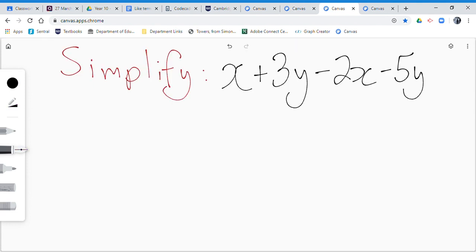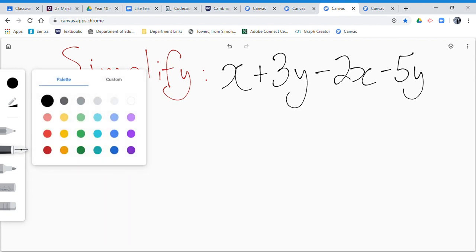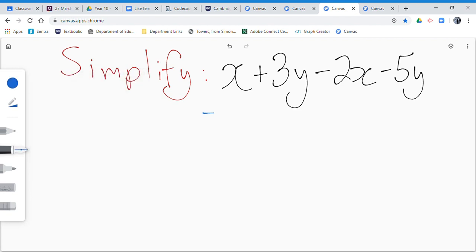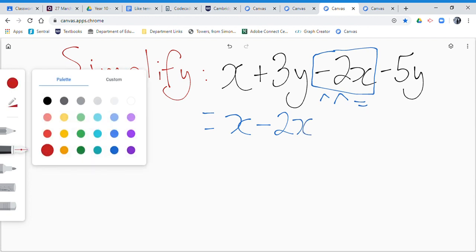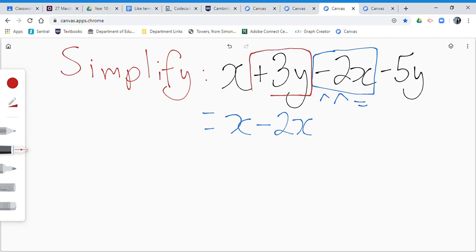When you're given examples like this, to simplify, what I always do first is write my like terms together. So I write my x. Next I look and I see that this is a like term. It's both the number and the sign in front of it with the pronumeral. So I write minus 2x. The next thing I'm going to do is write my next term, which is 3y, with the sign in front of it. So plus 3y. And finally, again, with the sign that's in front of it, minus 5y.